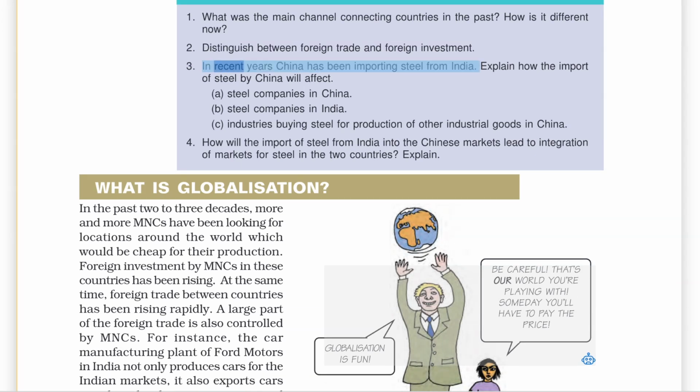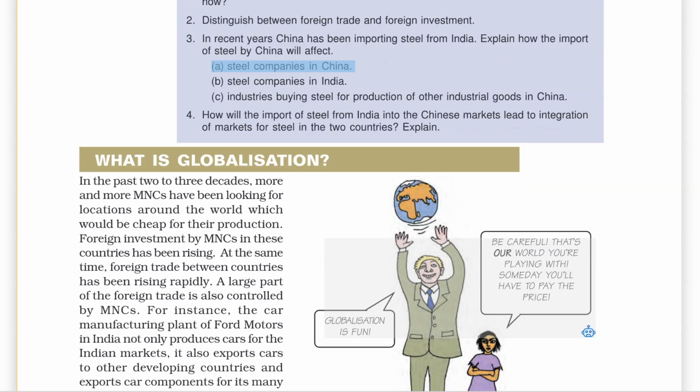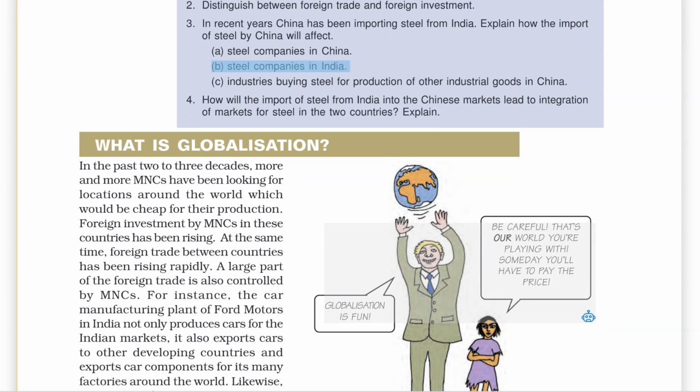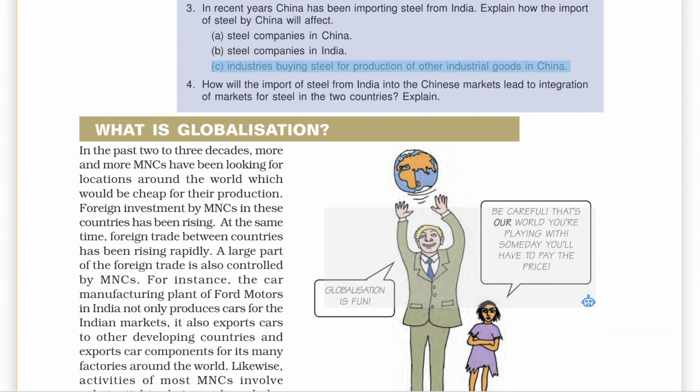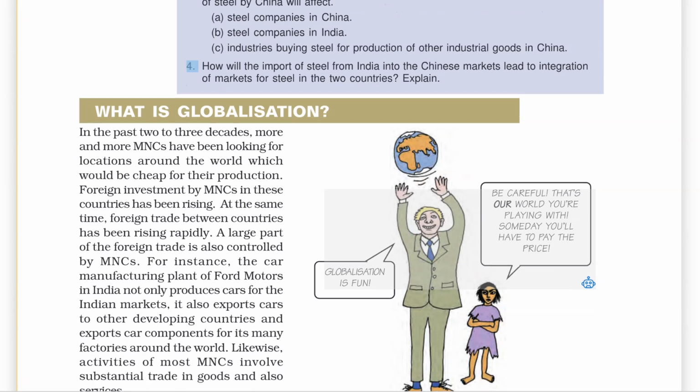3. In recent years, China has been importing steel from India. Explain how the import of steel by China will affect A. Steel companies in China. B. Steel companies in India. C. Industries buying steel for production of other industrial goods in China. 4. How will the import of steel from India into the Chinese markets lead to integration of markets for steel in the two countries?